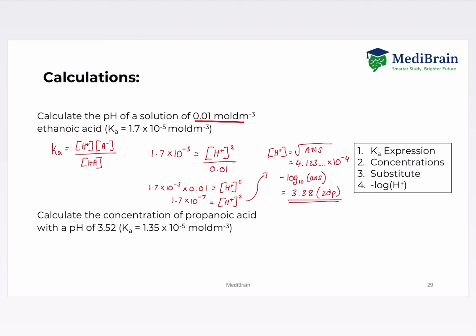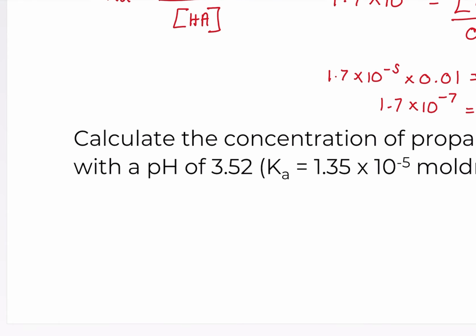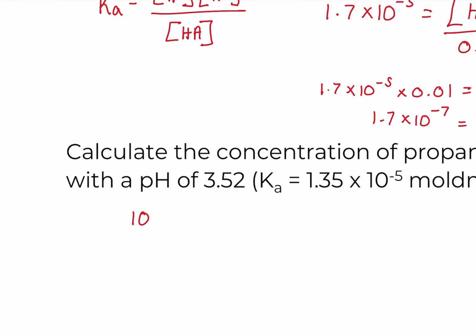It says calculate the concentration of propanoic acid with a pH of 3.52. So whenever we're given the pH, work out the hydrogen ion concentration. That's what we're going to do. So we're going to have 10 to the power of negative 3.52. That would work out the hydrogen concentration. You could keep your answer in exact form, but I'm just going to work it out. Okay, so you're going to have 3.019957172 times 10 to the power of negative 4. And this is your hydrogen ion concentration.